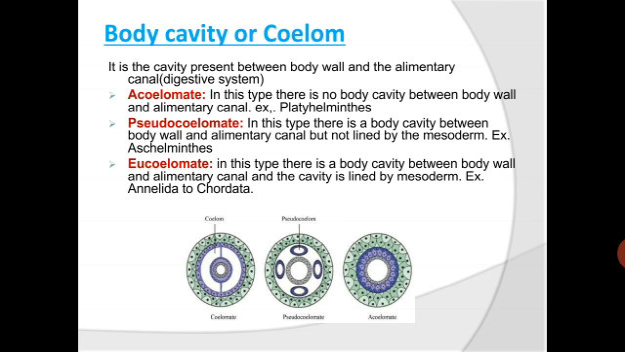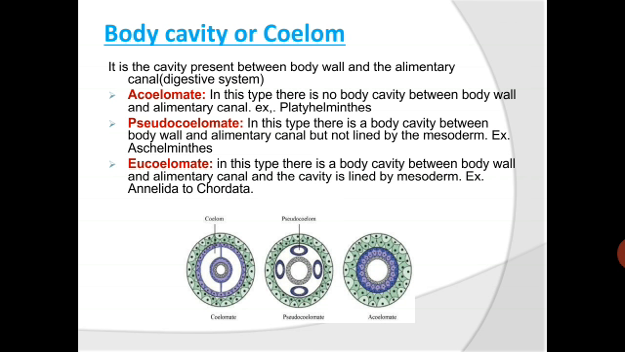Coming to the body cavity or coelom. The coelom or body cavity is a space present between the body wall and the gut, that is nothing but the alimentary canal or the digestive system. So the space or cavity present between the body wall and the digestive system is called the body cavity or coelom. Animals show different types of body cavities.